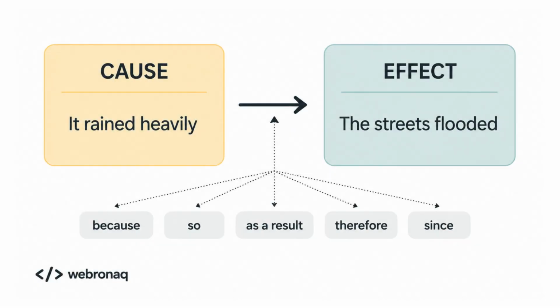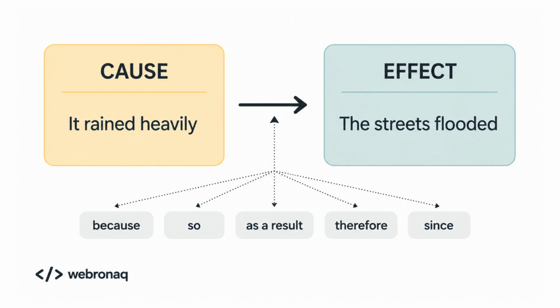Alright, now let's look at another relationship you'll find constantly in texts: cause and effect. A cause is the reason something happens. An effect is the result. They always work as a pair. Here's a clear example. It rained heavily, so the streets flooded. The cause is the heavy rain. The effect is the flooding. The word so is the signal connecting them.